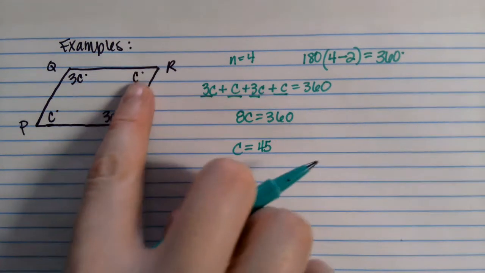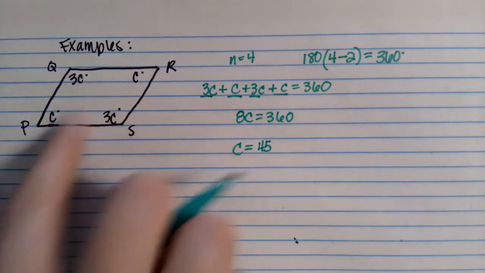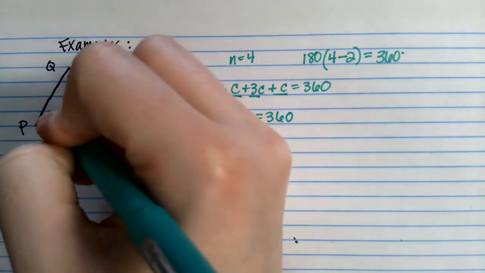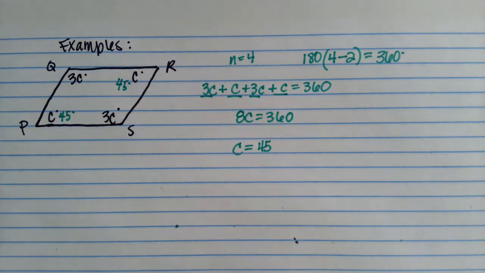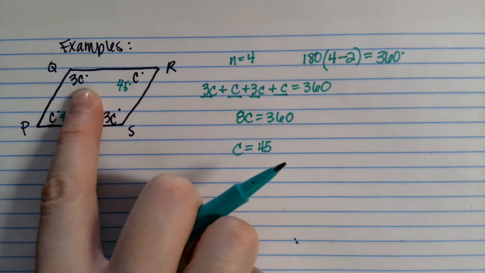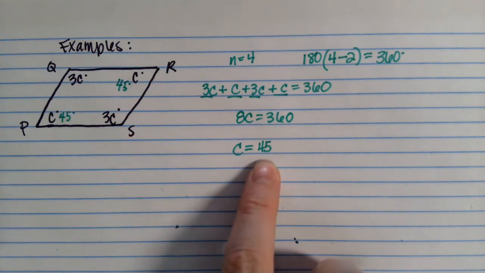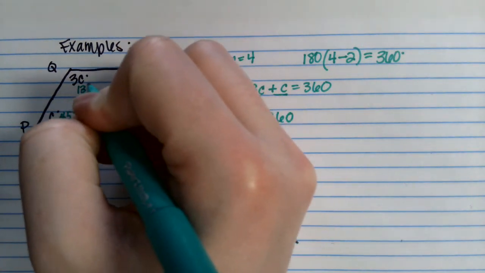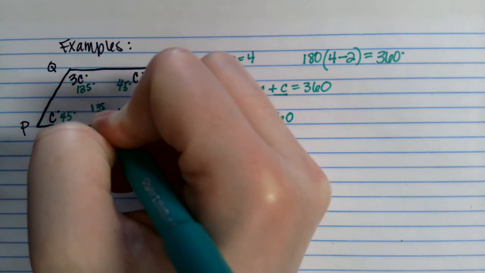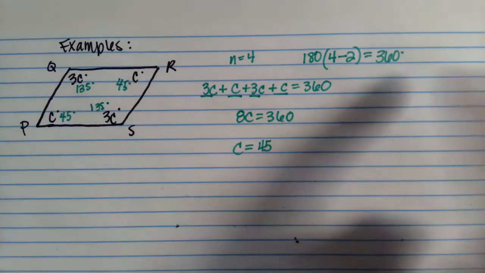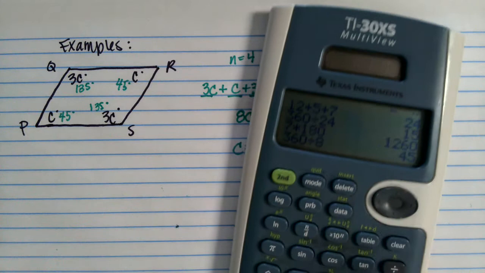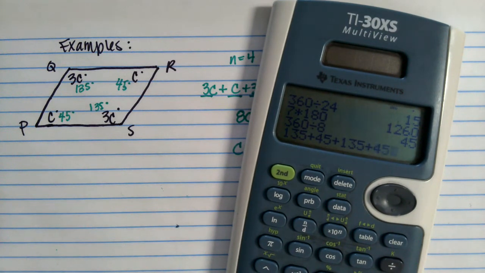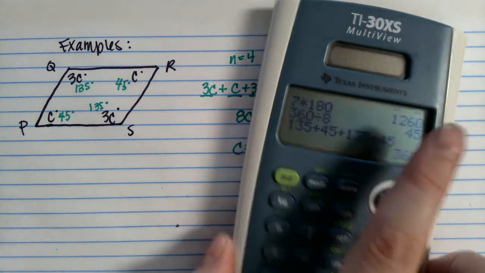Now in this, we want to know what the angles all are. Some of the angles are just C degrees, so these two, P and Q, are 45. But these ones are 3C, so I have to multiply this by 3 to get 135. And if you want to double check your work, you know that it's supposed to add up to 360. So you can just do 135 plus 45 plus 135 plus 45, and we get 360.